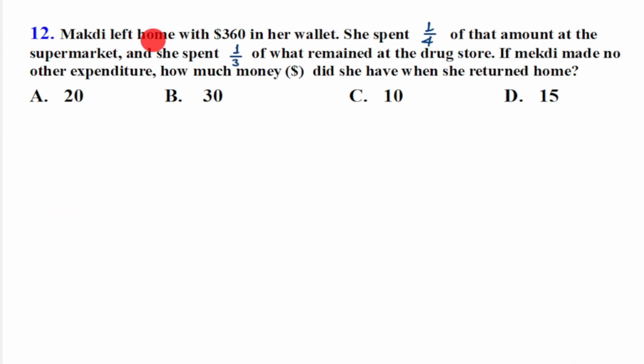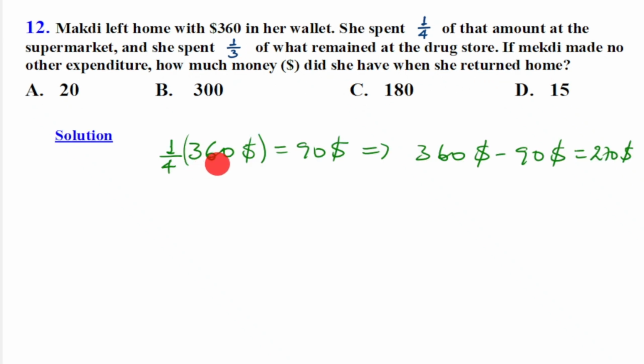12. Magdi left home with $360 in her wallet. She spent 1 over 4 of that amount at the supermarket, and she spent 1 over 3 of what remained at the drugstore. If Magdi made no other expenditure, how much money in dollars did she have when she returned home? She has $360 in her pocket.